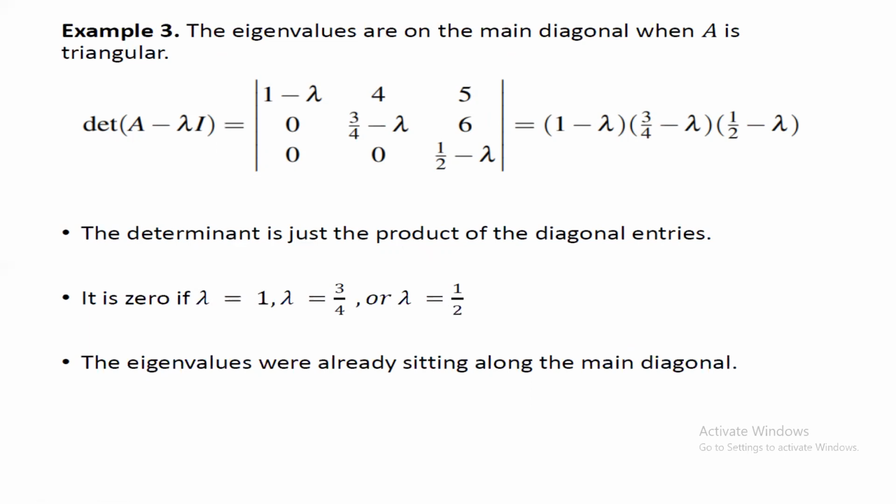The value will be 0 if lambda is equal to 1, or lambda equal to 3 by 4, or lambda equal to 1 by 2. So the eigenvalues are already sitting along the main diagonal. Whatever we have here, the eigenvalues are already there: 1, 3 by 4, and half.